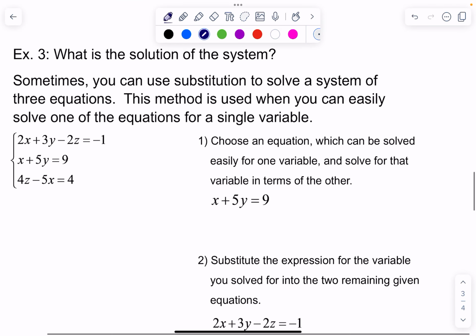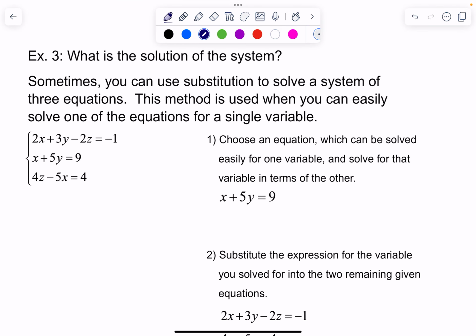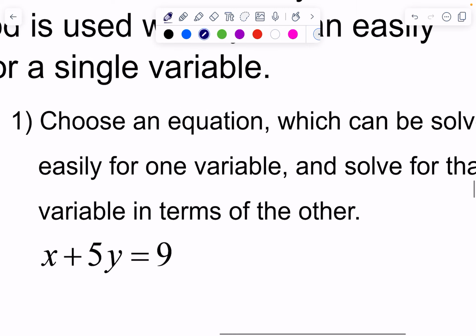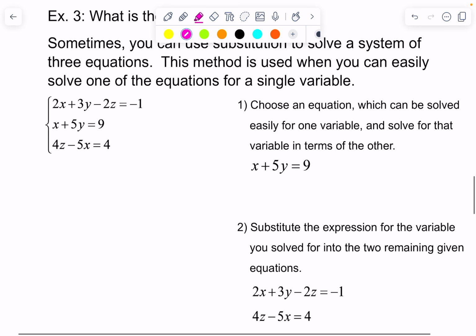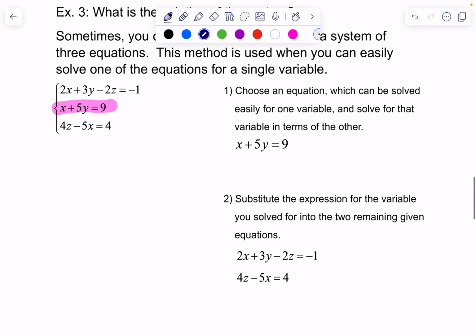substitution. Sometimes you can use substitution to solve a system of 3 equations. This method is used when you can easily solve one of the equations for a single variable. So when you scan these 3 equations, you should notice that I can go ahead and solve easily for x here. So that's what I'm going to do in my first step. I'm going to solve for x. So x equals negative 5y plus 9.